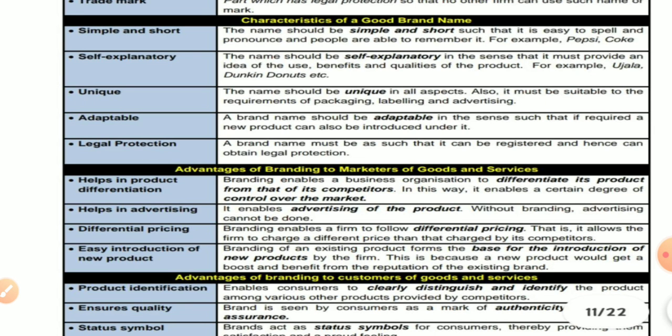Also, it helps the customer, as it gives clear information and identification, as you can identify Maggi from its packaging and the symbol of Nestle. It ensures quality and is also used as a status symbol.